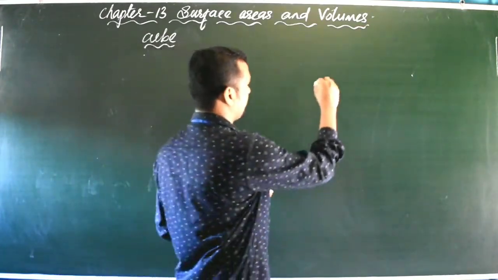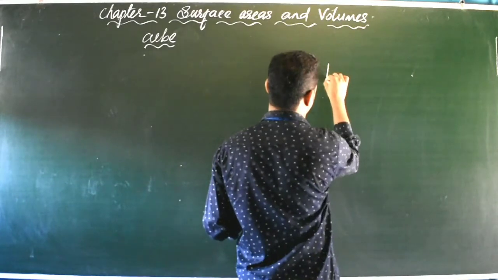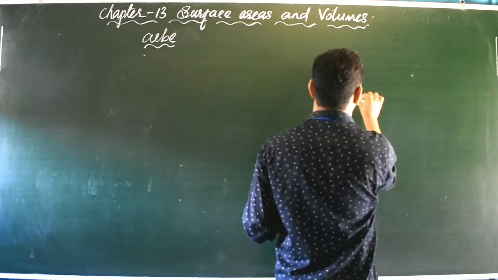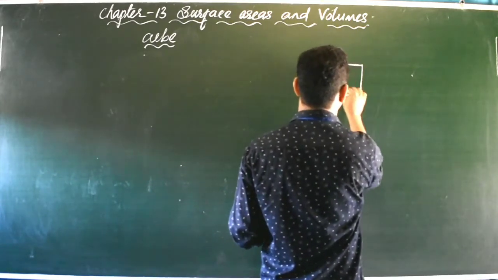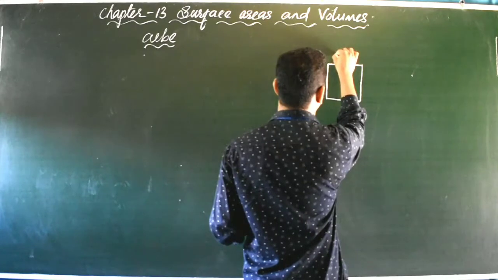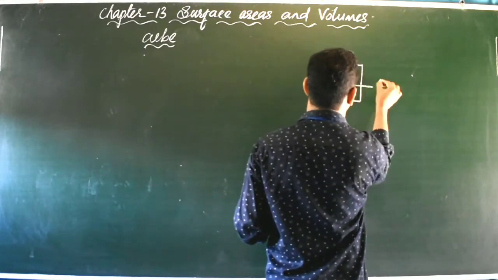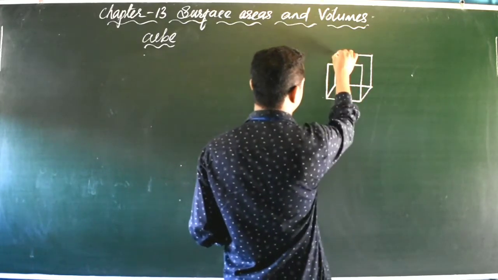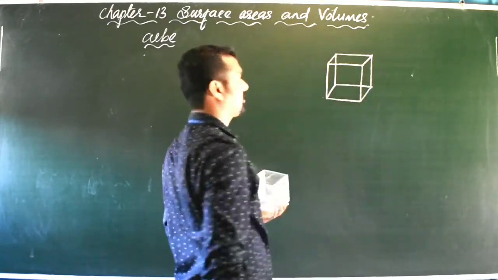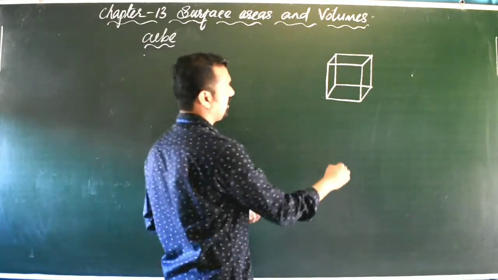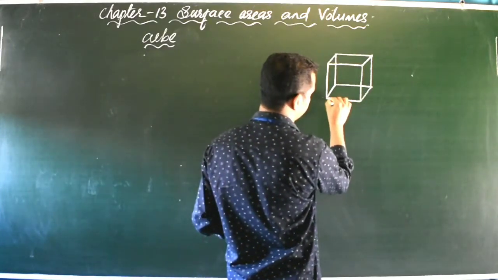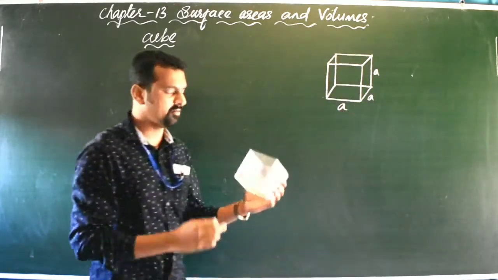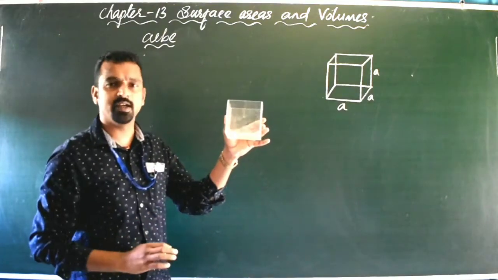How can we draw a cube? All its faces are in the form of a square. So we will draw two squares, then join the vertices. Then we will get a cube. Its edges are all equal. Edges we used to mark as A. So its length is A, breadth A and height A. If one edge is A, then all the edges will be A only.